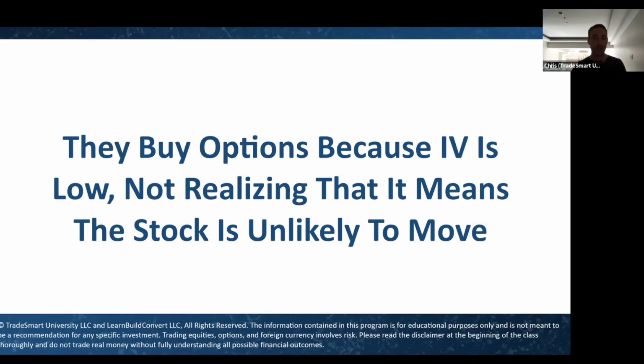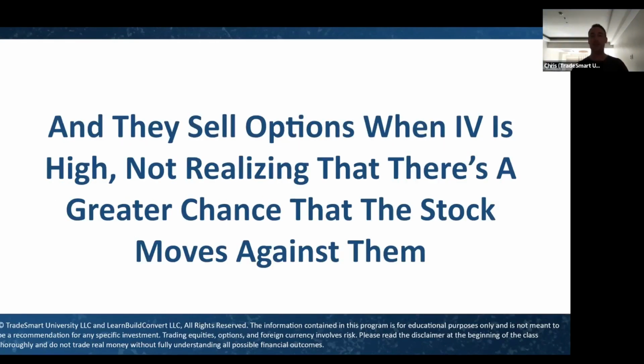They do this all day, every day. This is their job, right? So market makers almost certainly know what's going on with the stock more than you do. Implied volatility is priced lower or higher for a reason. So please understand that.